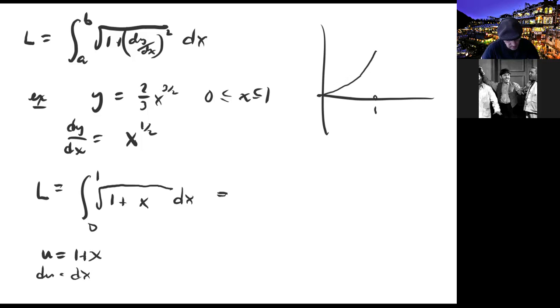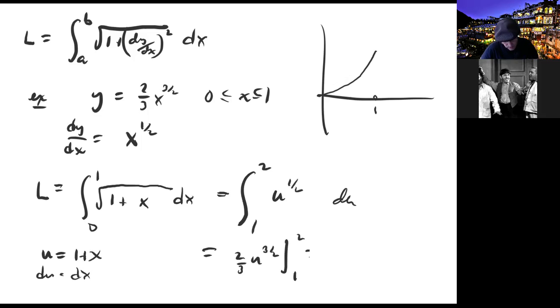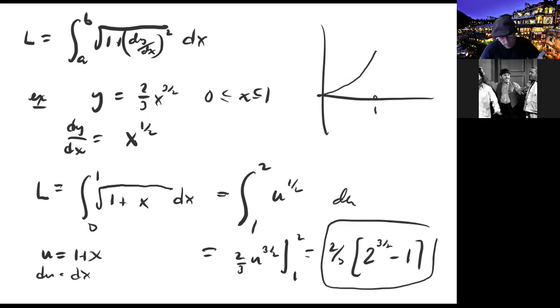And then what are the limits of integration in the u variable? Well, when x is 0, u is 1, and when x is 1, u is 2. And then you're going to get the square root of u, which I'll write as u to the 1/2 du. Okay, and the antiderivative of u to the 1/2 is 2/3 u to the 3/2, evaluated from 1 to 2. So you're going to get 2/3 times 2 to the 3/2 minus 1. And that's the answer. Okay, so that is our first example.